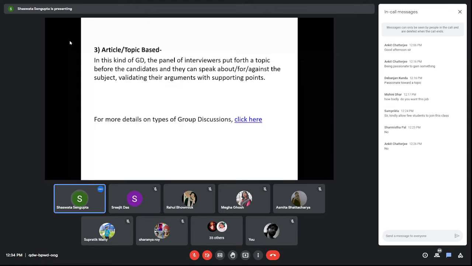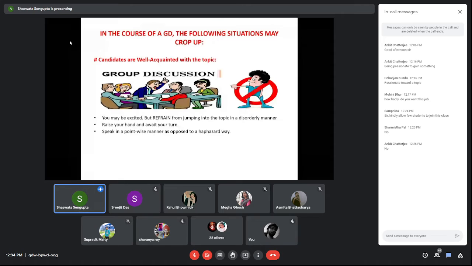Now let's take out the situations which may crop up in the course of a GD. These are the common situations which crop up in the course of a group discussion. Now suppose in the course of a GD, you get a topic about which you know a lot and you're well acquainted. So chances are that you're going to feel very, very happy.